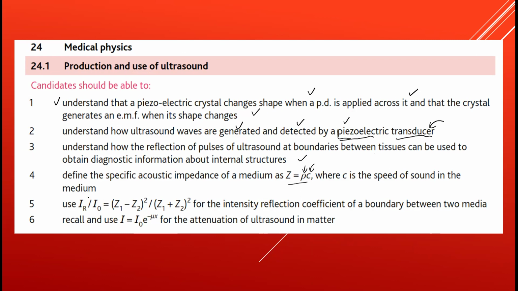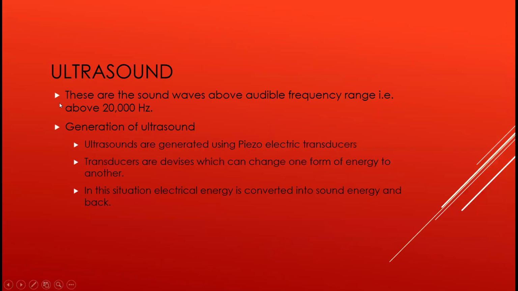IR is a ratio of intensity. IR represents the reflected intensity, I0 represents the incident intensity, and the impedance of the two media, and the reflection coefficient between the two media. Recall that I equals I naught e to the power of minus mu x. If you remember, we have studied these equations in electromagnetic induction as well, and for capacitors, showing exponential decay, where mu is the attenuation constant that we're going to study at a later stage. First of all, let's go to ultrasound.